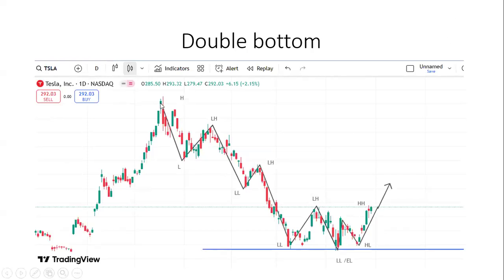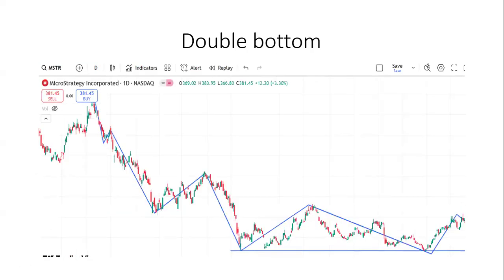Here we can see Tesla. From the high, it has made a low, then lower high, lower low, lower high, lower low. So this was the first bottom. Then it has made a lower high and again come down to make a second bottom at the same point. Then a lower high. Here it has made a higher low, and now it has started its upside journey. The downtrend got reversed after this double bottom. Now it is going into an uptrend.